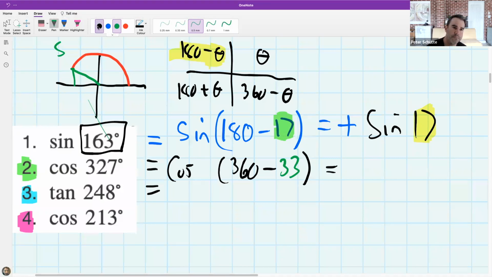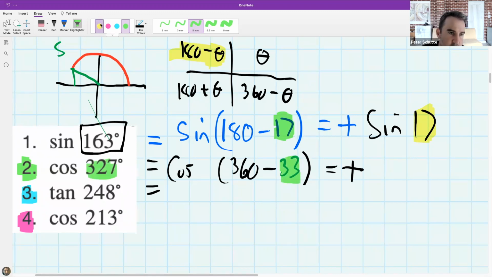So sir, I don't know if my answers are right. That's fine. Give it a go. But for number 2, I think it was 360 minus 33. Yep, I agree with you on that. And what's your reduction? A plus cos 33 degrees. Okay, how did you know it was plus for cos? How did you know that? Because it was in the 4th quadrant, sir.